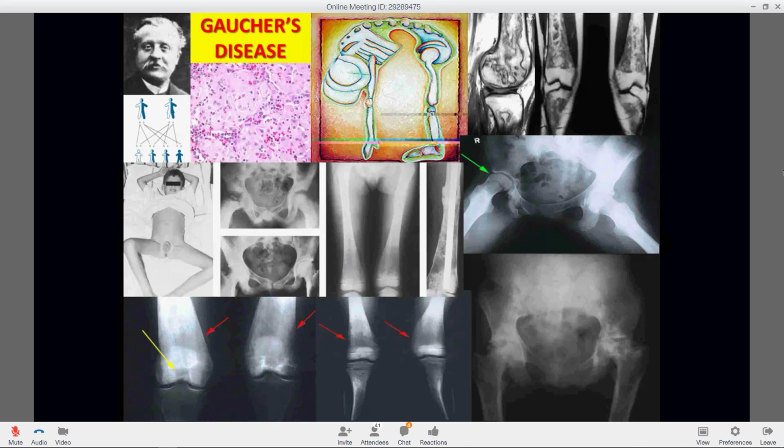The patient may present with acute bone crisis, severe pain, local tenderness, and restriction of movement accompanied by pyrexia, leukocytosis, and increased ESR. The clinical features resemble those of acute osteomyelitis.